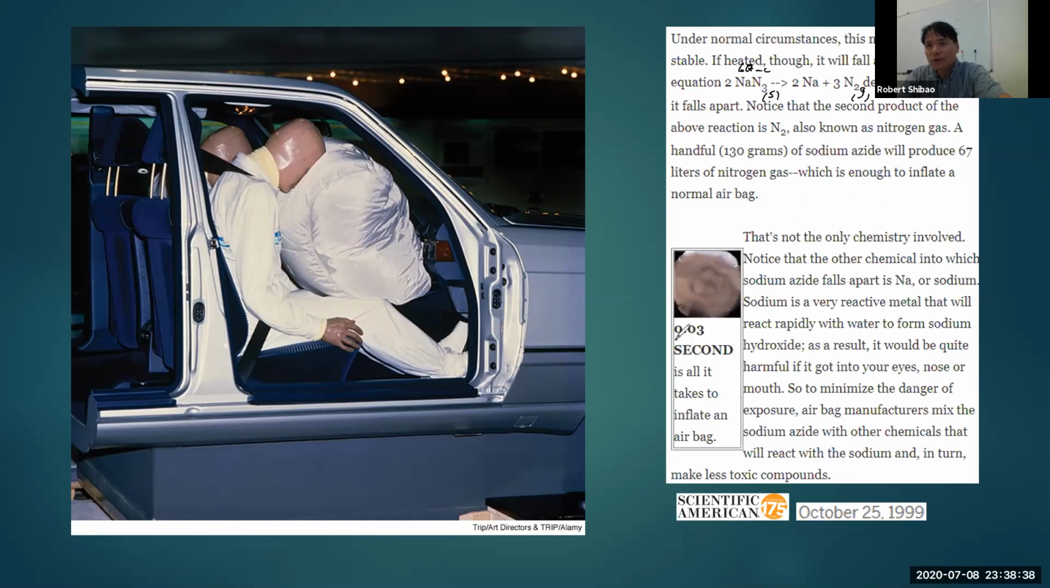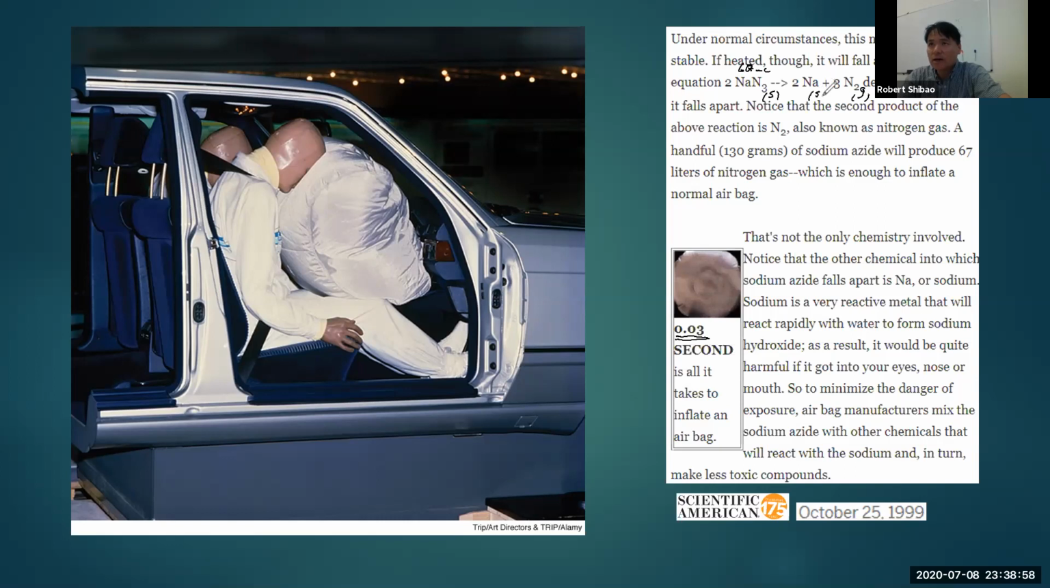It only takes 0.03 seconds. So it's a very rapid reaction here. It's kind of explosive, and so this is why there have been deaths with small children in the front seat, because this really is a pretty explosive reaction, generating a lot of gas, and could generate a shock wave.